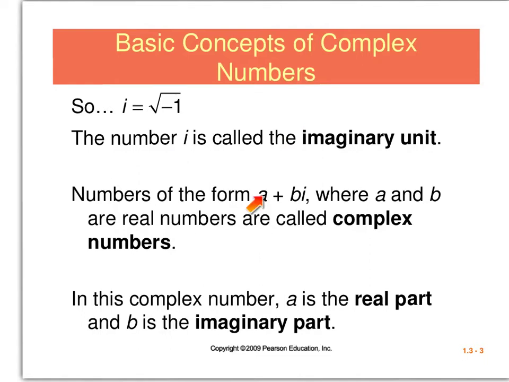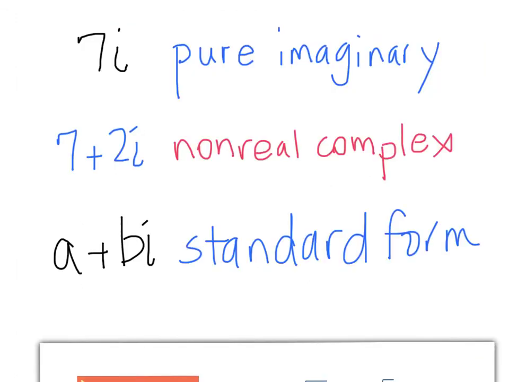And the numbers of this form, a plus bi, are called complex numbers, where a is the real part and b is the imaginary part. And this is their standard form. And this shows us that a number that looks like this, 7i, is pure imaginary. 7 plus 2i is non-real complex, and a plus bi is standard form.